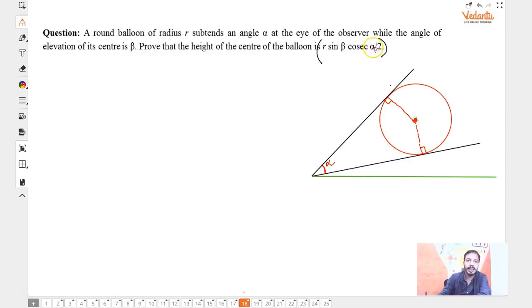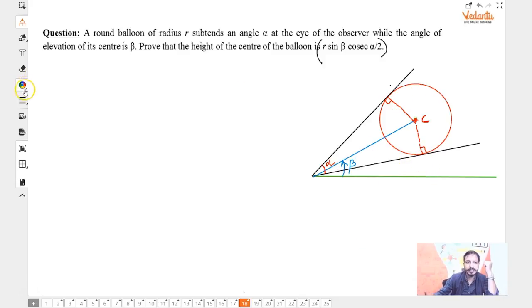Now they are saying that the angle of elevation of its center, that means they are talking about this center. Angle of elevation of the center means you have to see with respect to the ground. This is very important. Now suppose I draw it with blue color, a line from this to the center. Angle of elevation means from the ground, this angle in blue color is beta. Got it guys? So hope you have understood the question.